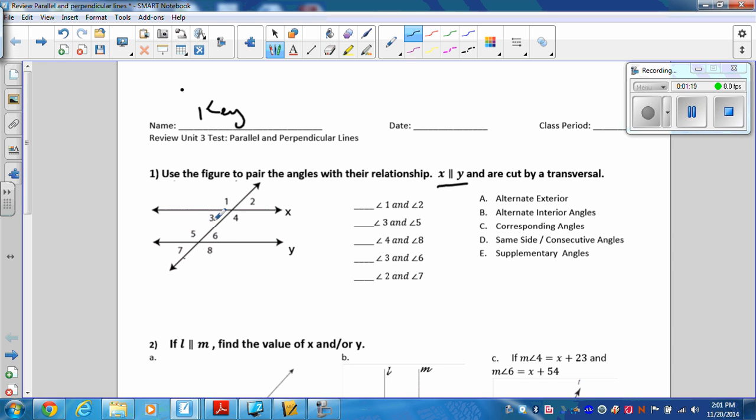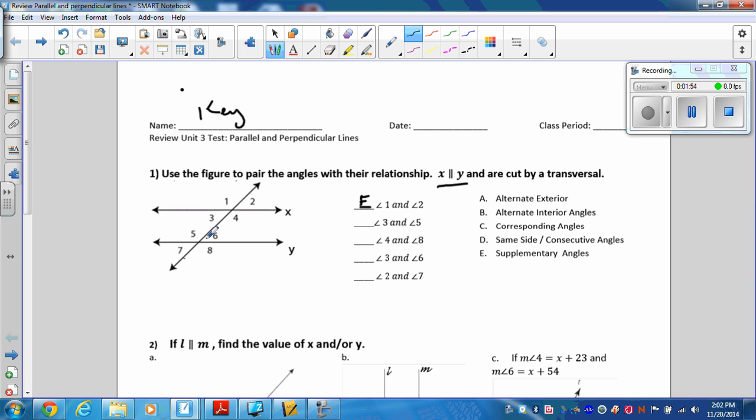Same side consecutive angles are on the same side of the transversal, not the same side of the parallel line. So 3 and 5 are same side consecutive, 4 and 6 are same side consecutive. Supplementary angles are all angles that share a ray and add to give you 180. So 1 and 2 are supplementary. So that is choice E.